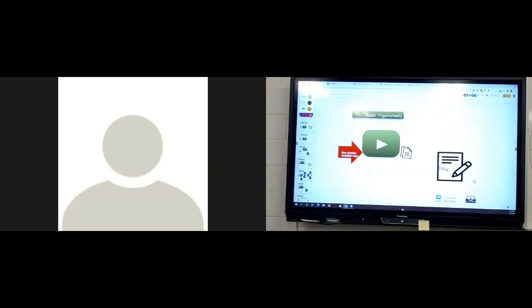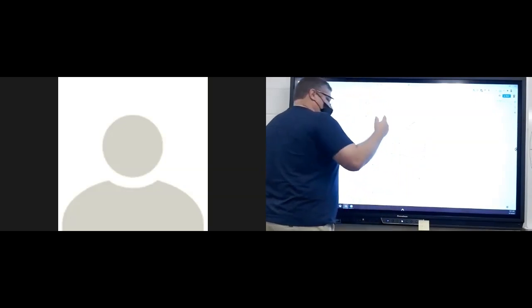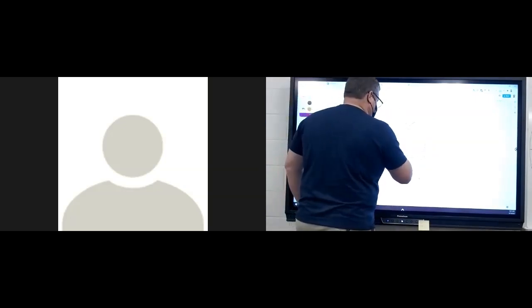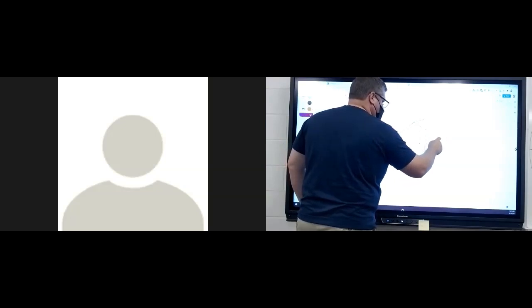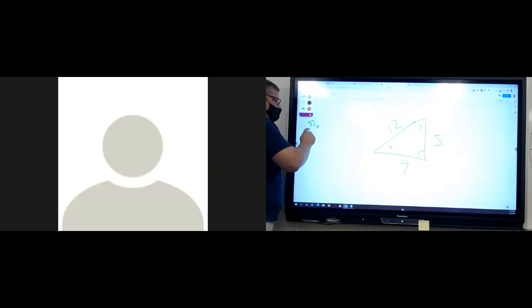In this case, if I have this triangle, and I have X here, Y here, and sides 5, 9, 12. In this case, I want to know all 6 trig functions that go with X. All 6 for X.